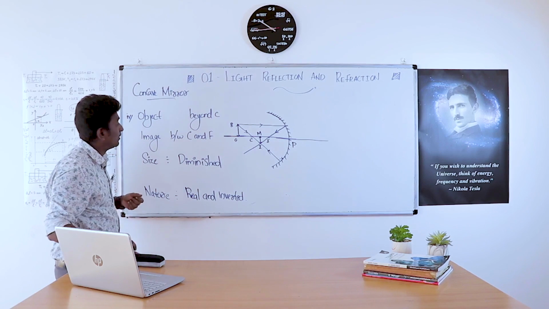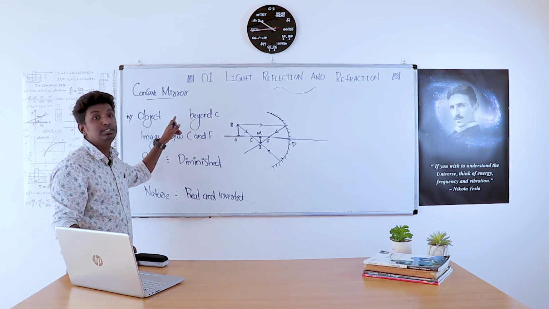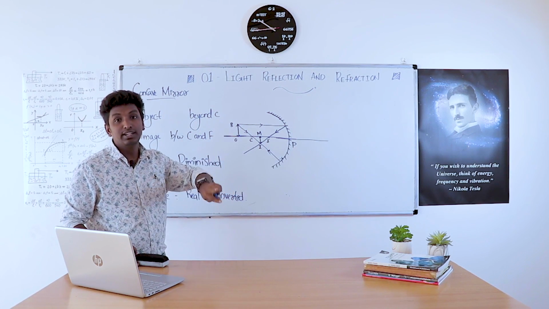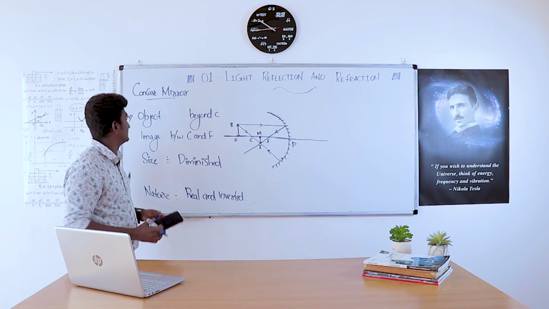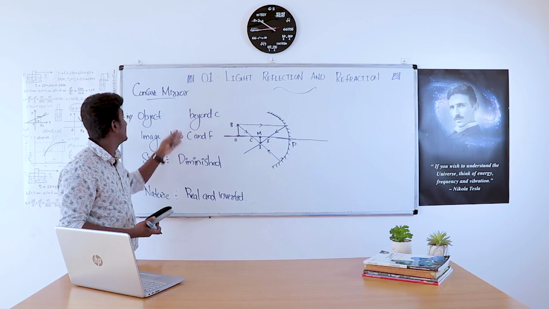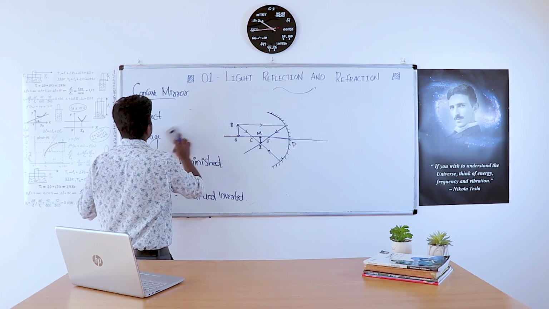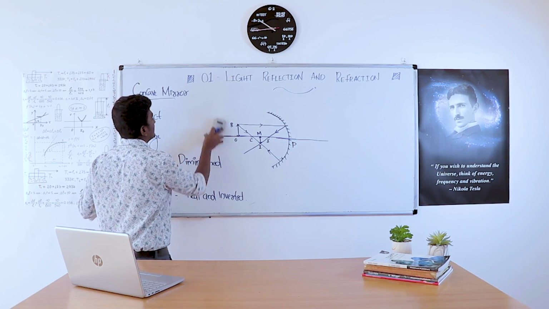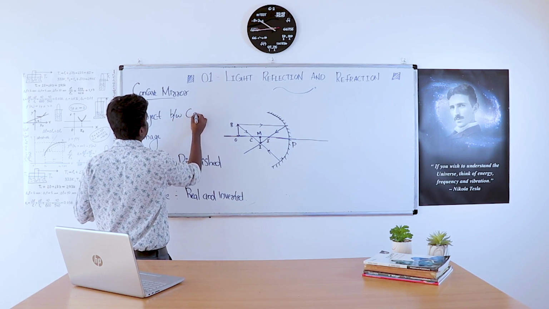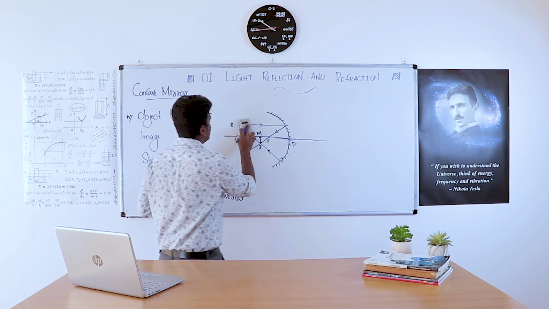Already I said that the first case is the object at infinity and image at focus. When we reverse the case, we got the second case. So the same condition we can apply here. Just reverse the position of object and image, then we get the fourth case. So now I am placing the object between C and F. We need to find the position of the image.